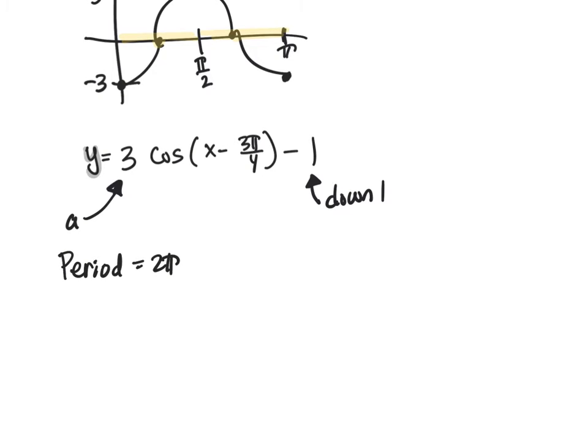Okay, the hard part, though, is our phase shift. That's because of this parentheses, this piece right there. So the phase shift, because it's a negative there, that means I'm going to go right 3 pi over, oh my goodness, what did I just do? How do I get rid of that?